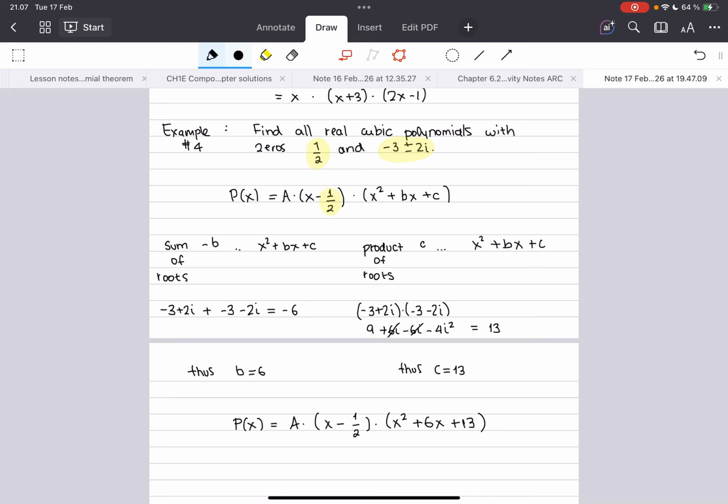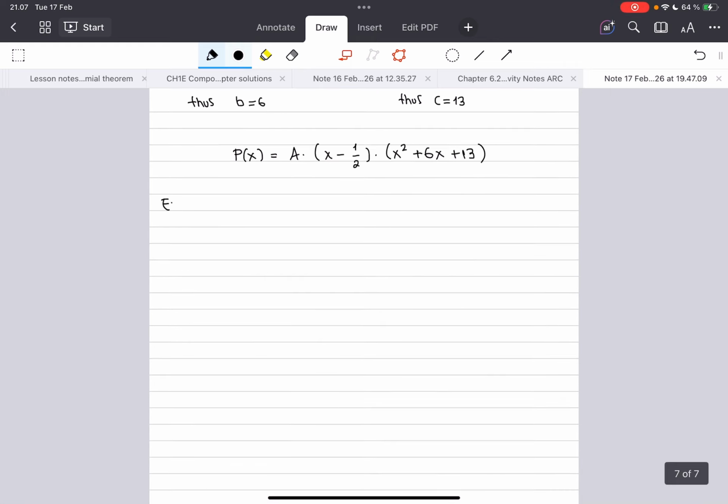I will give you one more example. So let's go here and write example 5. So what if they say find all real quartic? Quartic means fourth degree polynomials with zeros. And the zeros, they say 2 plus minus square root of 3. So you have 2 plus root 3 or 2 minus root 3. The other one is 4. The other one is 0.